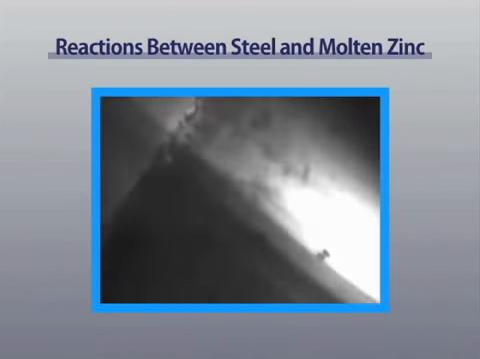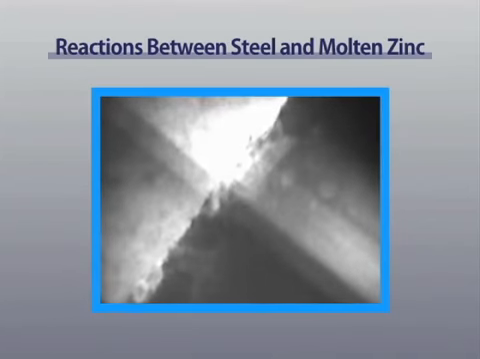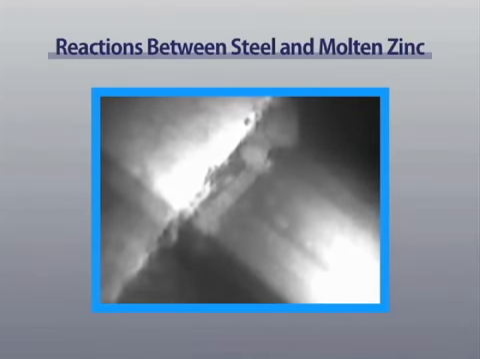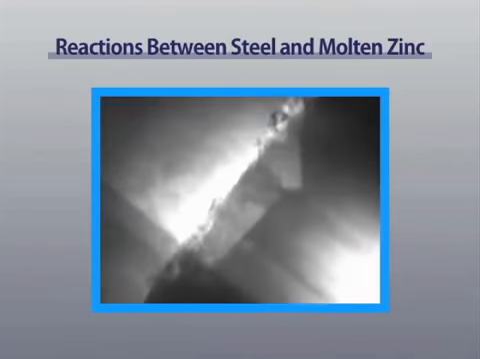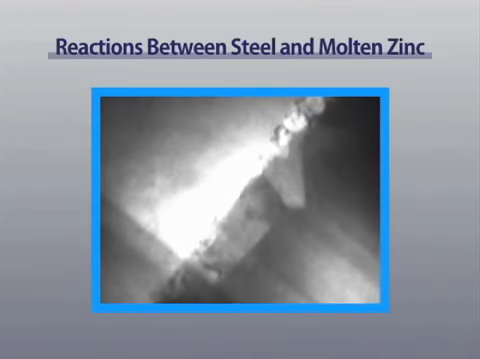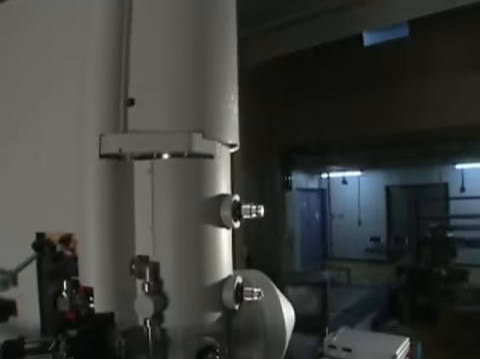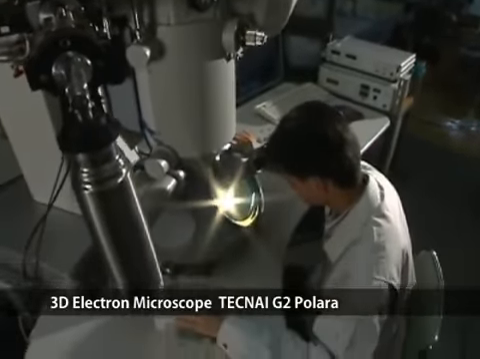Now, zinc melts. Reactions are taking place violently at the interface, and reaction products are formed, one layer after another. This experiment that observes reactions between steel and molten zinc is also the first in the world to be carried out. Next is the 3D electron microscope.